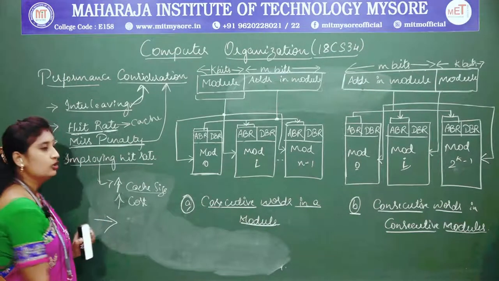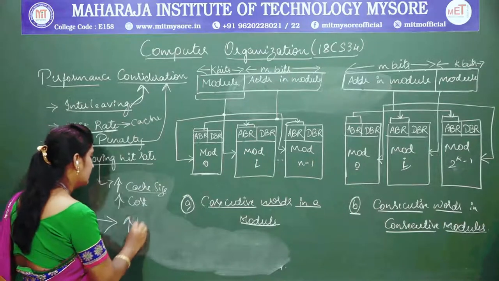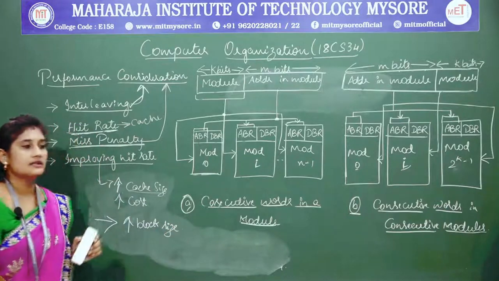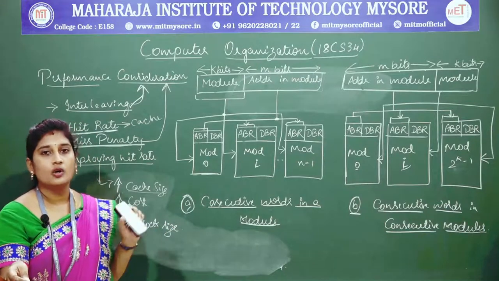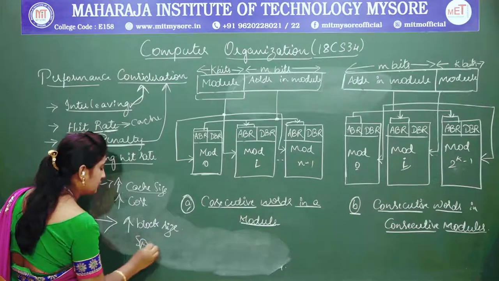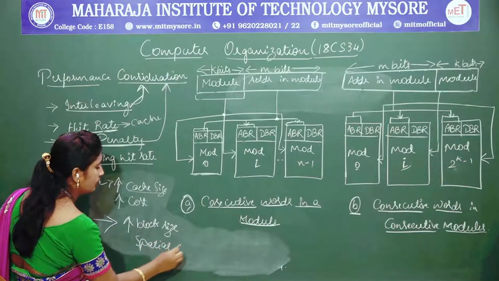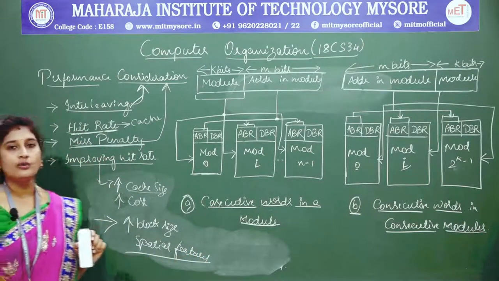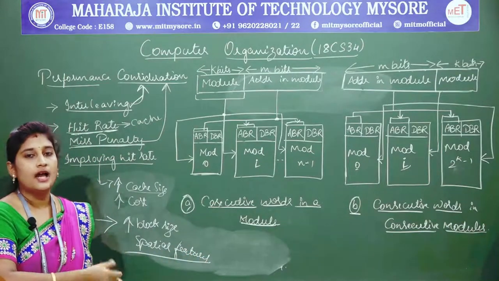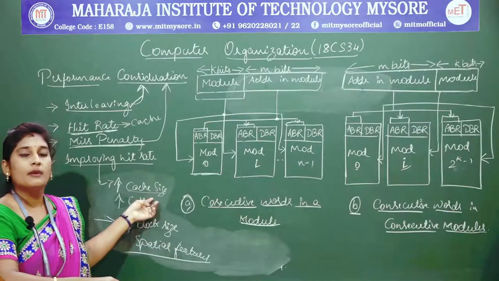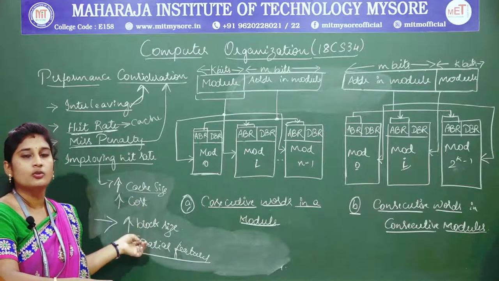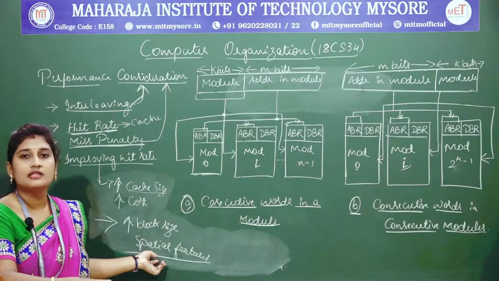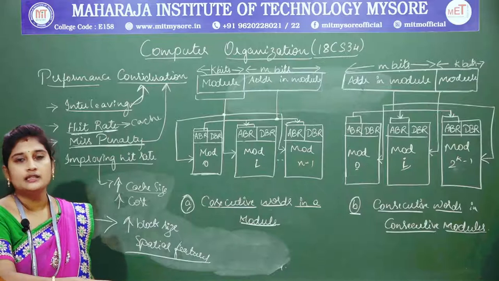Another solution you can draw up is you can increase the block size by keeping the cache size constant, so that you can exploit the spatial locality of your cache memory. So these are the two ways how you can improve the hit rates. Either you can increase the cache size, but it is costly, or you can increase the block sizes, so that it exploits the spatial locality of your cache memories.